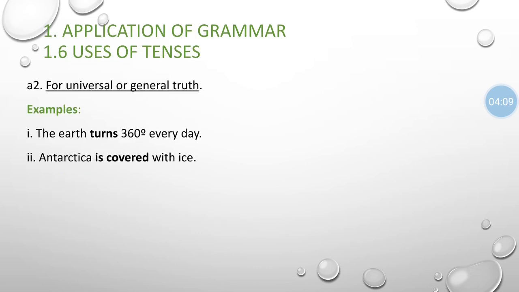Second, for universal truth or universal action: the sun rises in the east, the earth turns 360 degrees every day, Antarctica is covered with ice. These are universal truths. They never change, and will never change in future also. Here, is covered is the passive form of simple present tense. Cover is the main verb, and is covered, the passive form, is used in simple present tense.